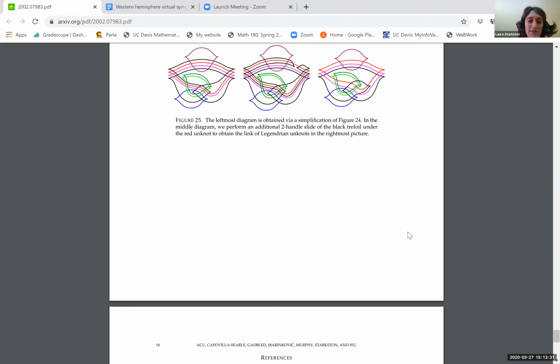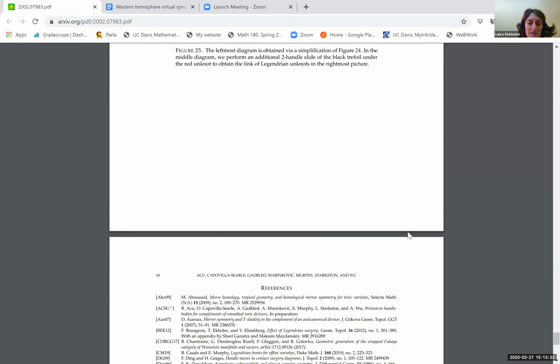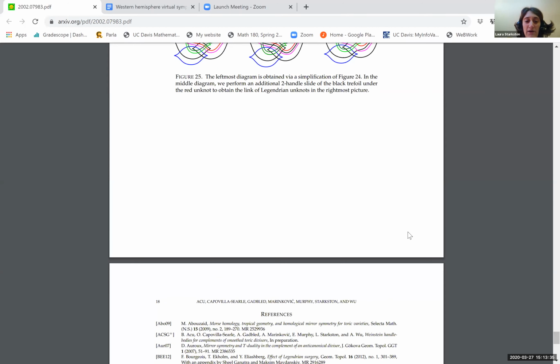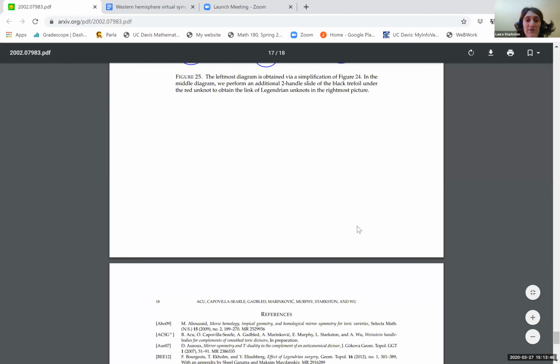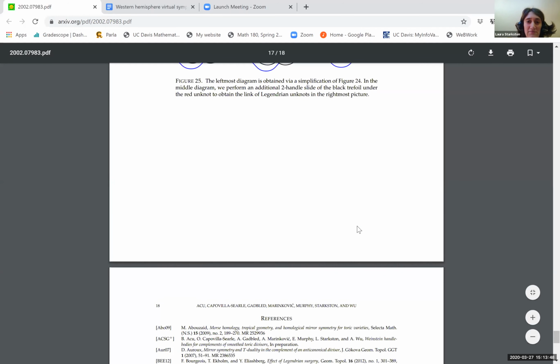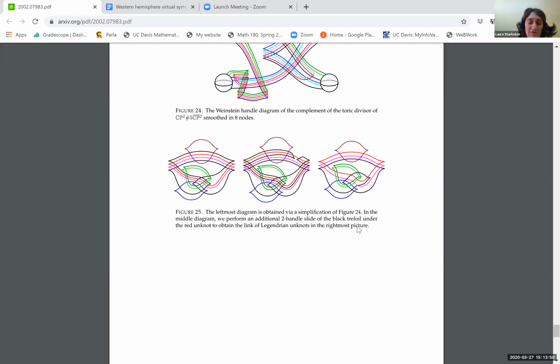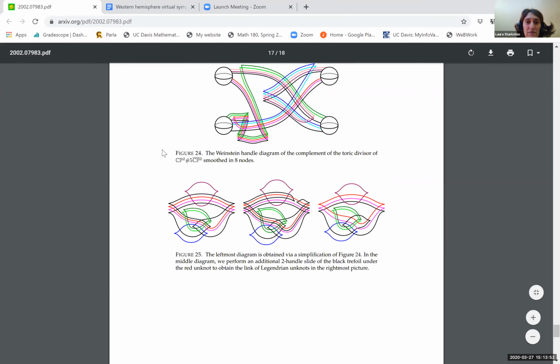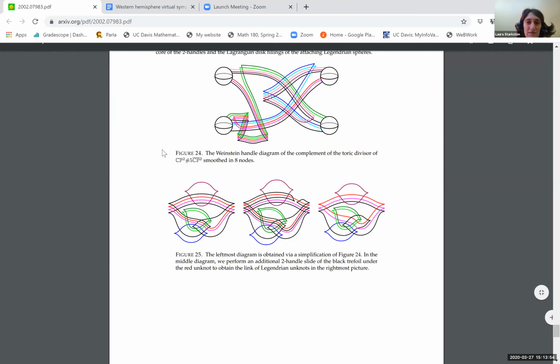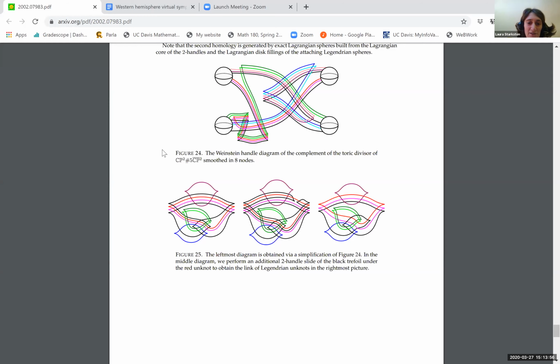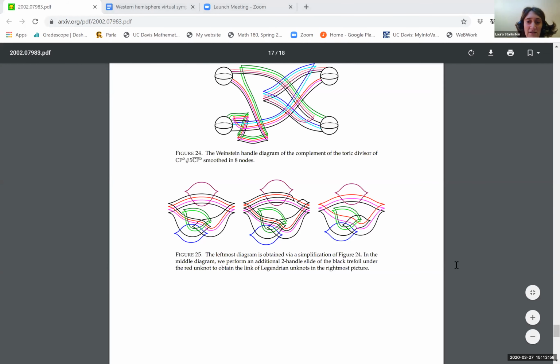Let me just show you the names of the authors. This is with Bahar Acu, Ursula Ketovuori-Searle, Agnès Gadbled, Aleksandra Marinković, Emmy Murphy, and Angela Wu. You can check that out on the arXiv, and we have more stuff coming. But let me go back to the project I'm actually focused on today.